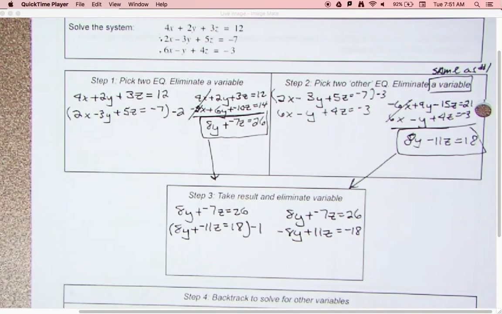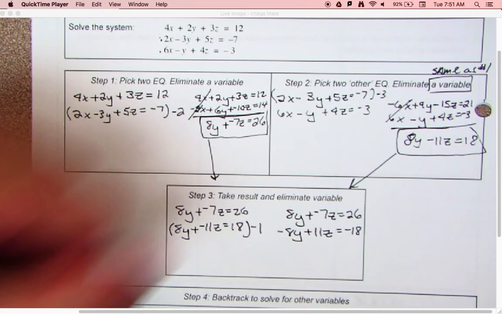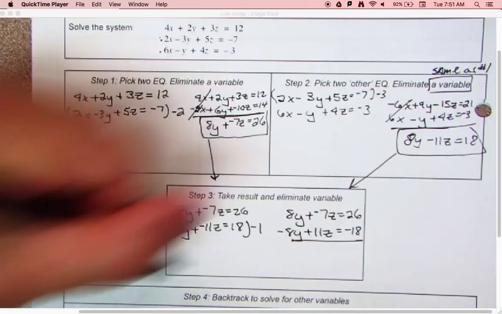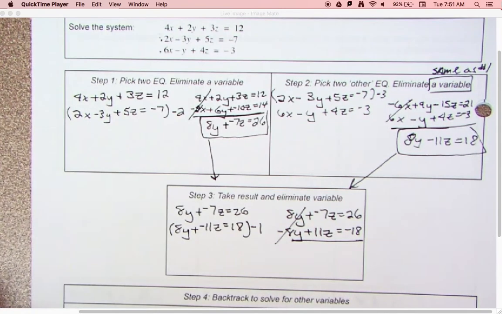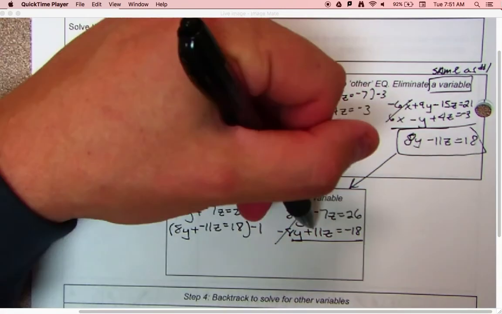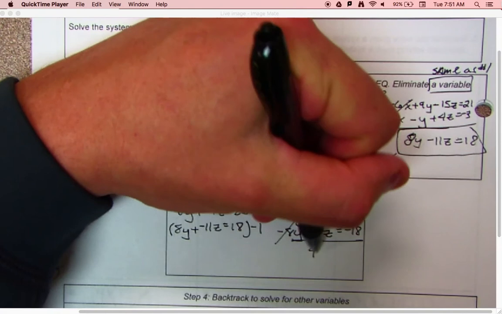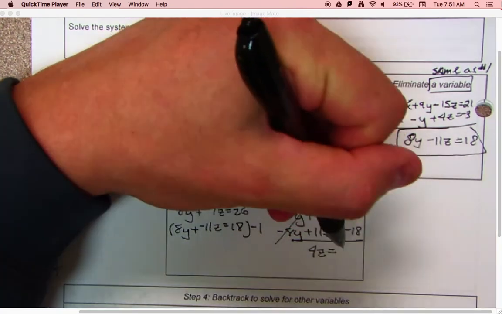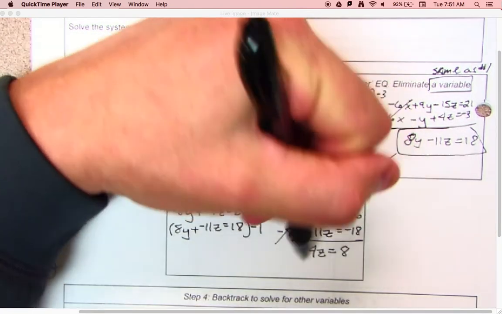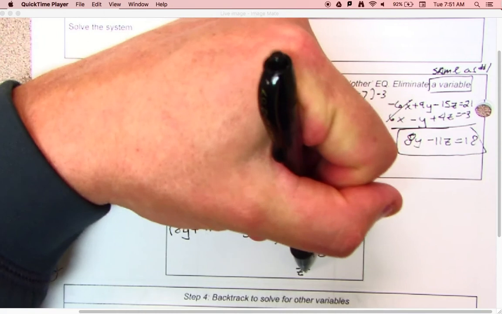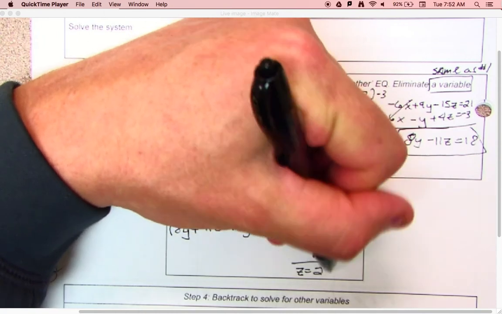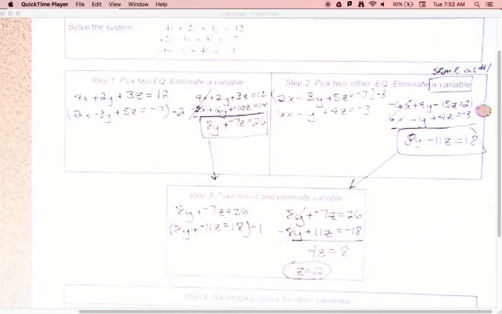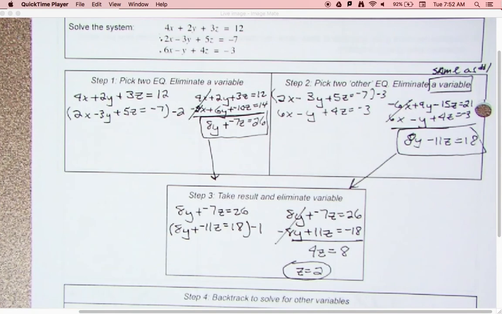Okay? And now I'm going to do what we've done before. I'm going to add straight down so those cancel. And I get negative 7 plus 11, I get 4z, and that equals 8. And then you do your division and you get z equals 2. All right, I've got a value for z.